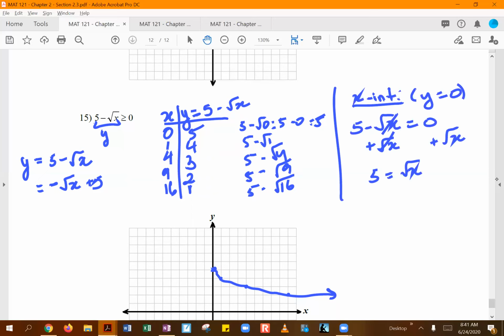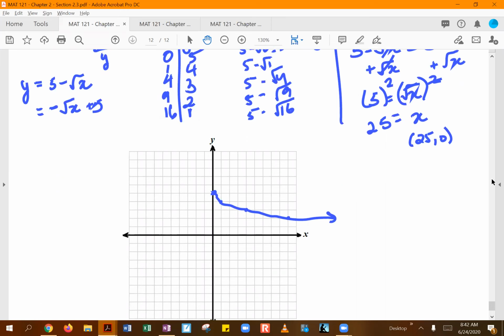And then what would we do to get rid of the square root? Square it. Yeah, very good. So we would need to square both sides of our equation. So the square and square root would cancel out, leaving us behind with x, and you would end up getting x equals 25, right? So that means our graph will be crossing the x-axis at positive 25.